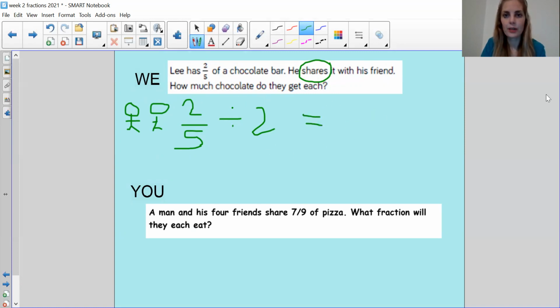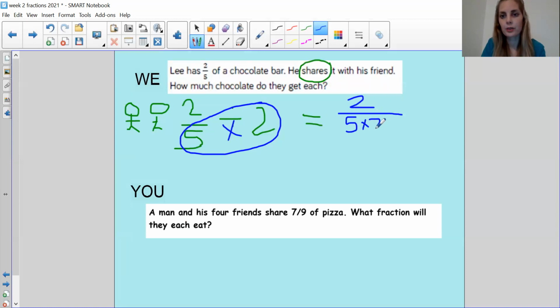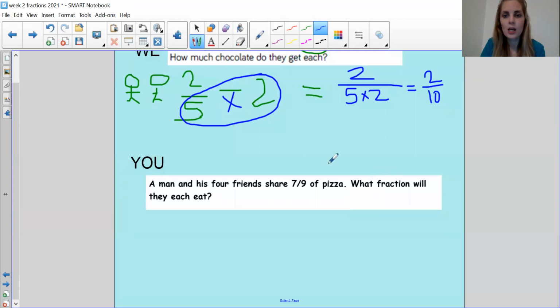And then we use our method. Leave the numerator the same, which is 2. And now instead of divide by 2, I'm going to say 5 times 2. So 5 times 2 is 10. I leave that top number. And remember, we don't simplify. See if you can go and have a go at answering this word sum for me on your own. If you need to pause the video so you can carry on, please do so.